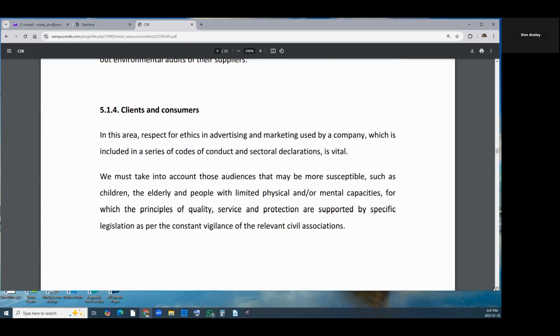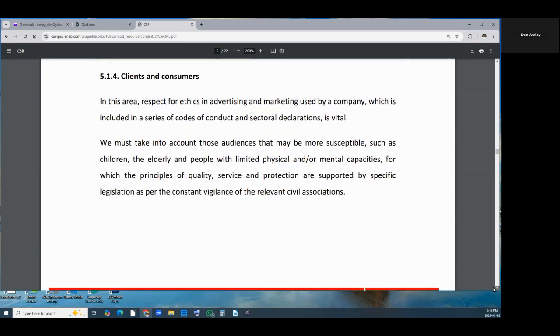Clients and consumers. In this area, respect for ethics in advertising and marketing used by the company, which is included in a series of codes of conduct and sectoral declarations, is vital. We must take into account those audiences that may be more susceptible, such as children, the elderly, and people with limited physical or mental capacities, for which the principles of quality, service, and protection are supported by specific legislation as part of the constant vigilance of the relevant civil organizations.